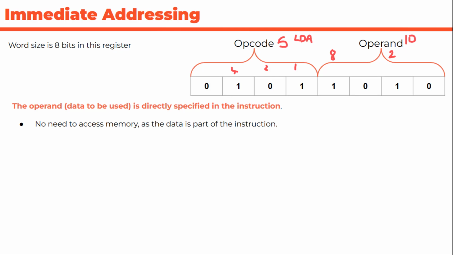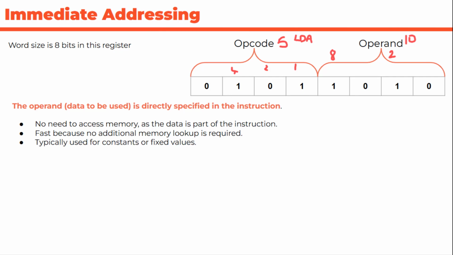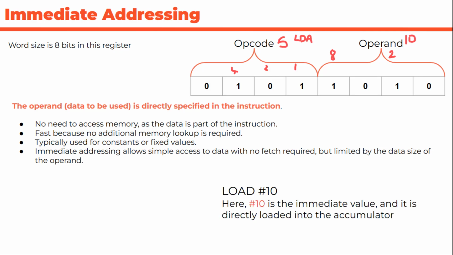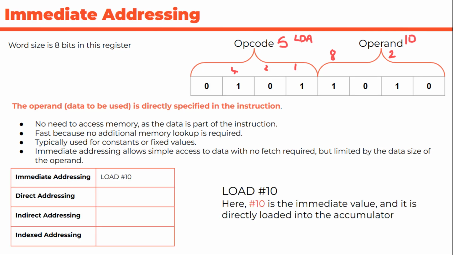There's no need to access memory with immediate addressing, as the data is actually part of the instruction, which is the operand. It's fast because there's no additional memory lookup, and typically it's used for constants or fixed values. Immediate addressing allows simple access to data with no fetch required, but is limited by the size of the operand. With 4 bits here, the maximum piece of data that I can represent is 15.